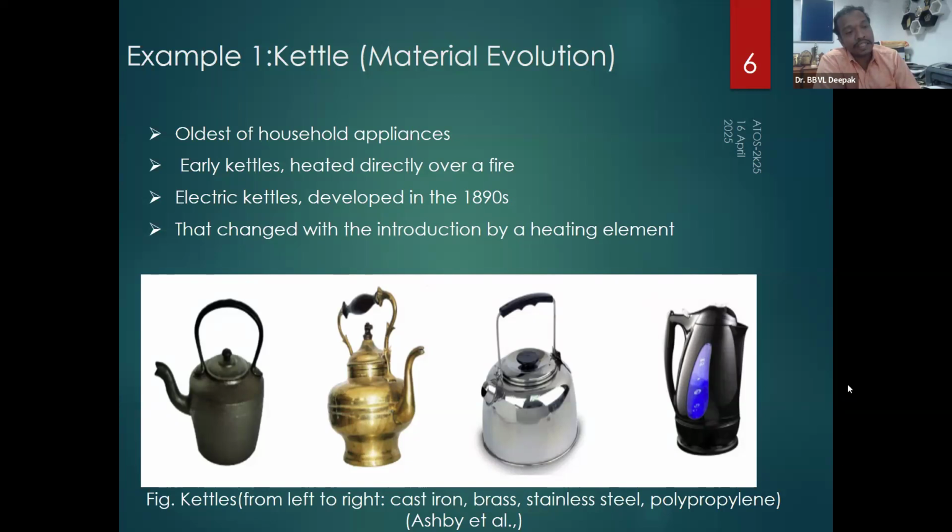If I put these four kettles in front of you and you choose any one, definitely you will go to the rightmost one, because it is not only the aesthetic appearance, but it has certain functionalities to switch on, switch off, and regulate the temperature. The smart features are being incorporated here.